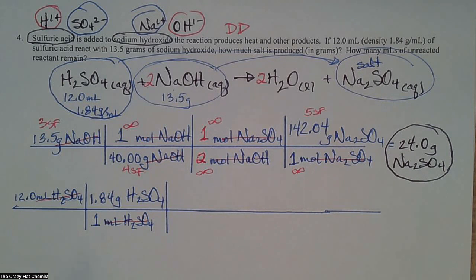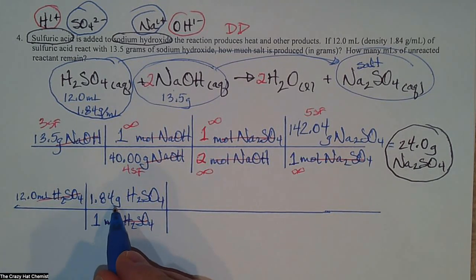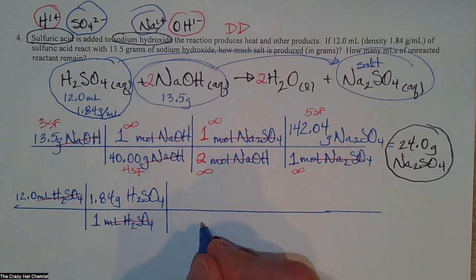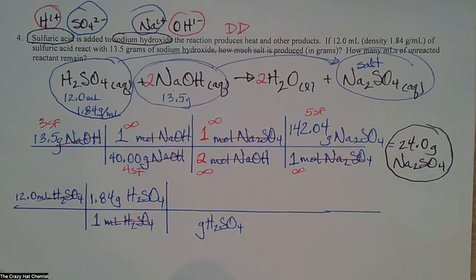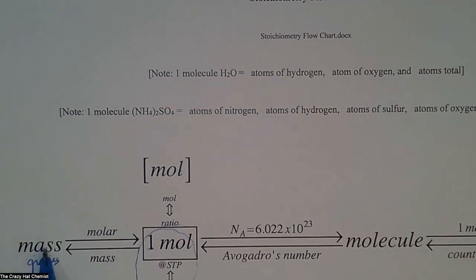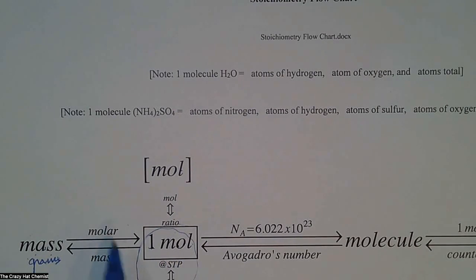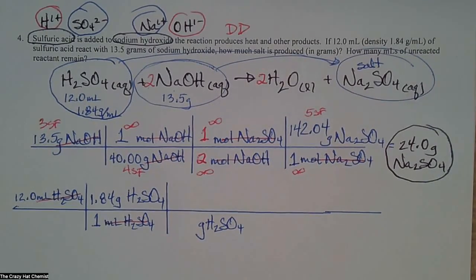All right, so now what we got to do is we're going to take this grams, and we're going to put that grams of H2SO4 in the denominator. And I am going to go from a mass to moles. That's mass to moles, using the molar mass and 1 mole. Hopefully that all makes sense.